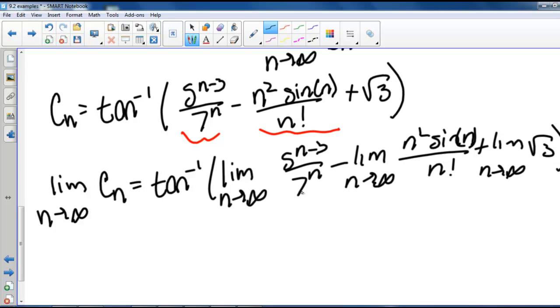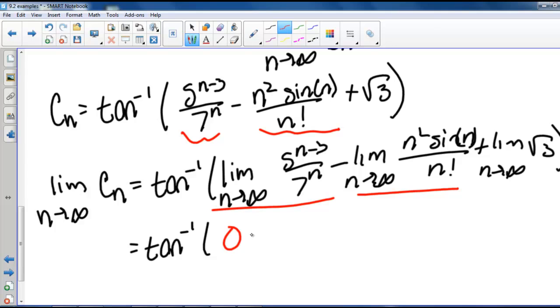And we can rewrite this, bringing our limits inside, because our inverse tangent is continuous on our domain, and we know that each of these limits exists. So this equals the inverse tangent. We found that this limit was 0, as was the second limit. And the limit as n goes to infinity of square root of 3 is just square root of 3. So the inverse tangent of square root of 3 is pi over 3, and this sequence converges.